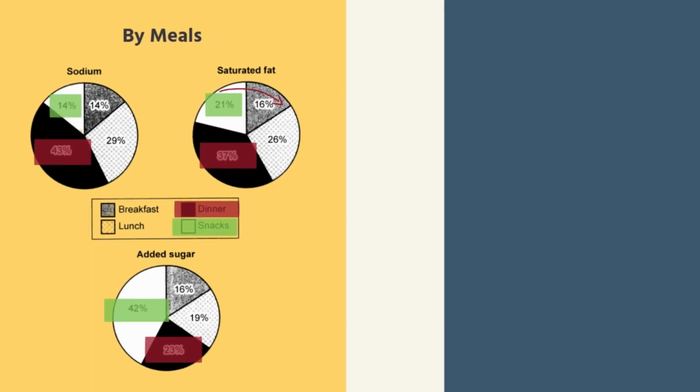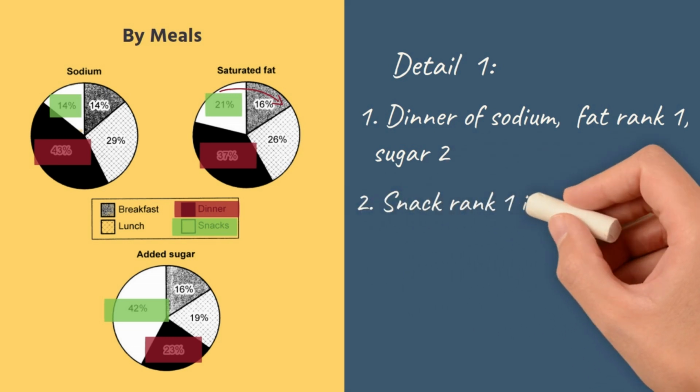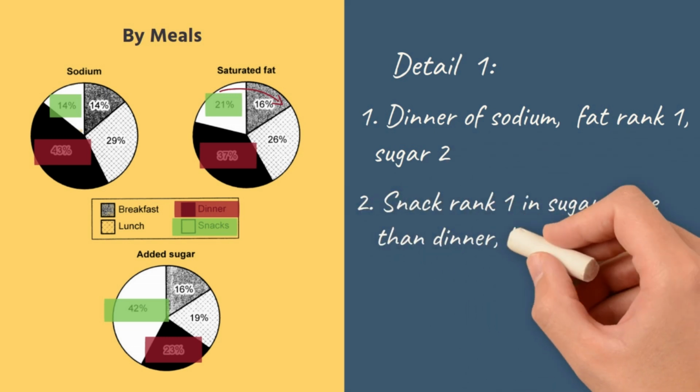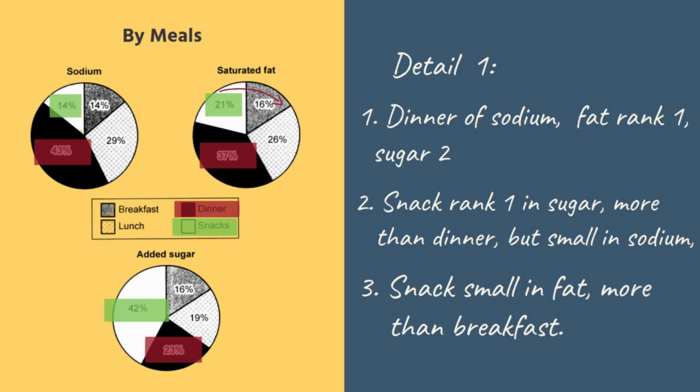So my plan will be: Sentence 1. Dinner of sodium, fat, rank 1, of sugar, rank 2. Sentence 2. Snack rank 1 in sugar, more than dinner, but small in sodium. Sentence 3. Snack small in fat, more than breakfast.